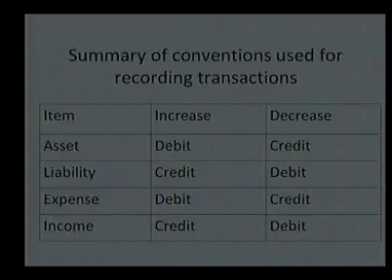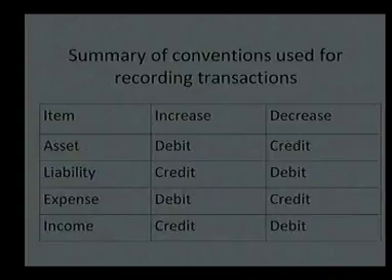For example, if there is an increase in asset, you record it under debit side. Similarly, if there is an increase in liability, you record it under credit side. Likewise, if there is an increase in expense, we record it in debit side. Similarly, if there is an income increase, we record it in credit side. Now, the reverse of all these statements will be recorded in just the opposite manner.